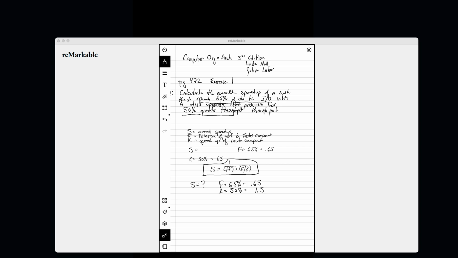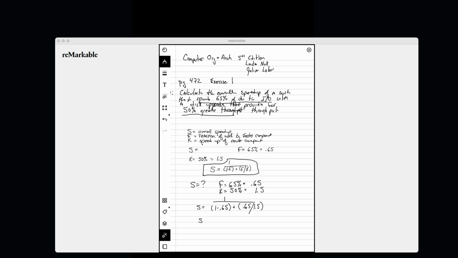Now that we have this formula, let's try doing the math one more time. S equals 1 divided by (1 minus 0.65, plus F, which is still 0.65, divided by K, which is 1.5). And I am going to use a calculator. Don't laugh, it's easier.